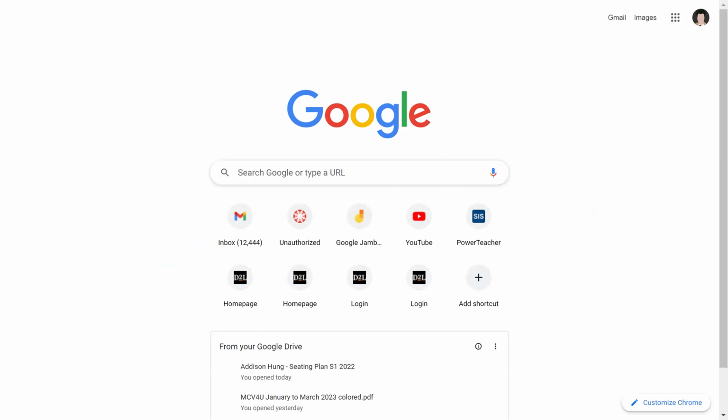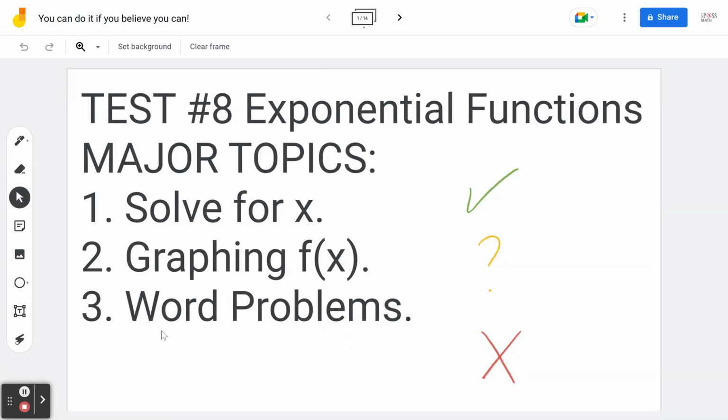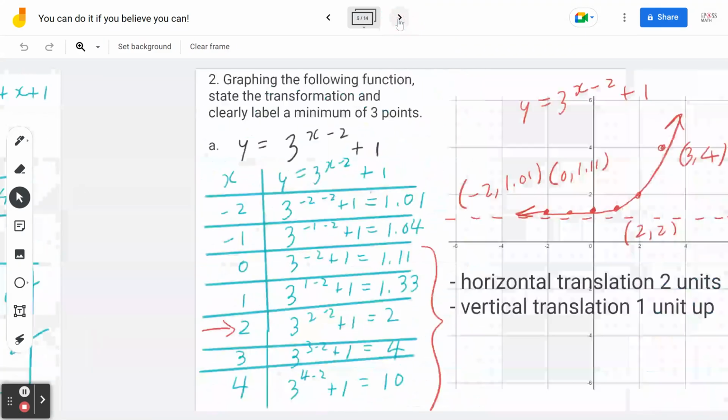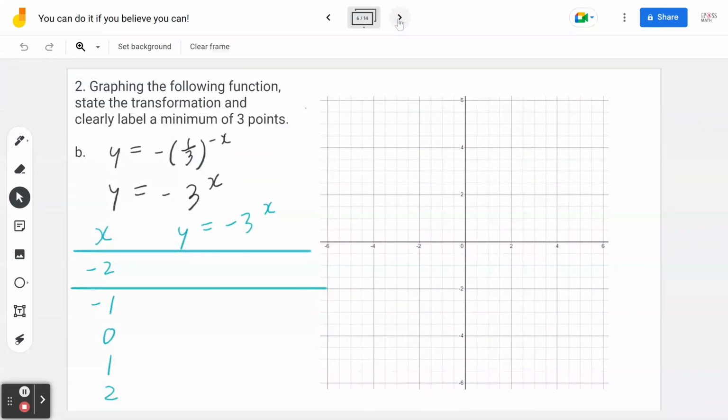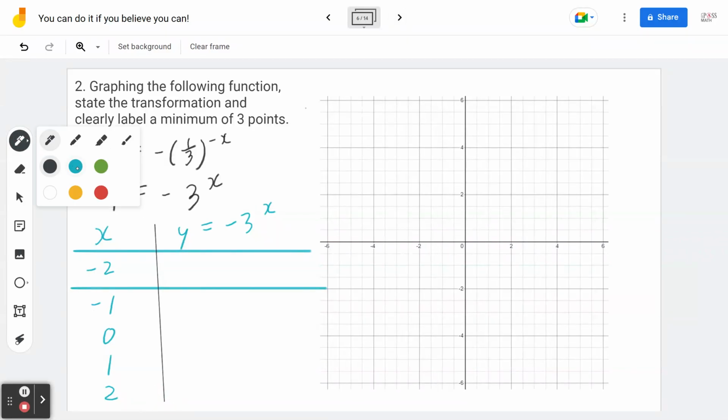Oops, 1 second. Okay. Let's go back to the same page. Let's continue here. Let's grab the same color for you.